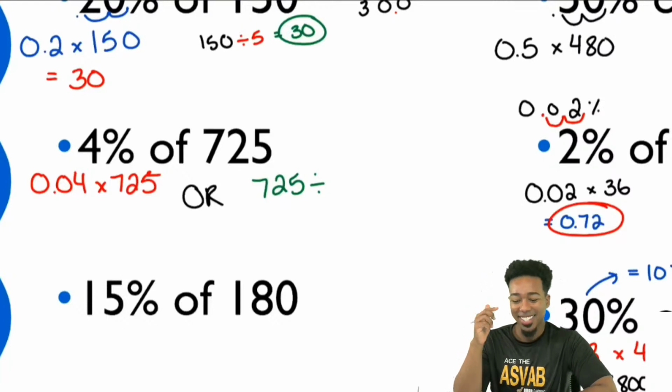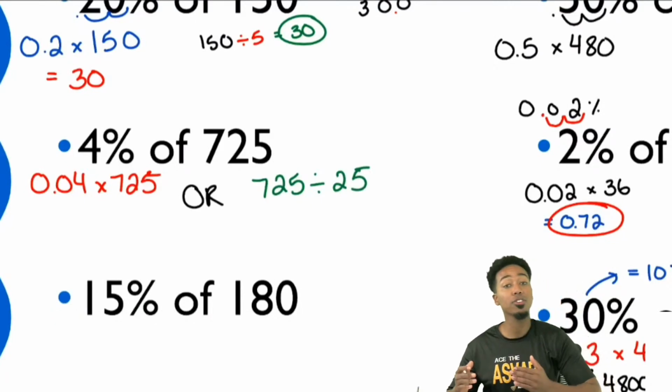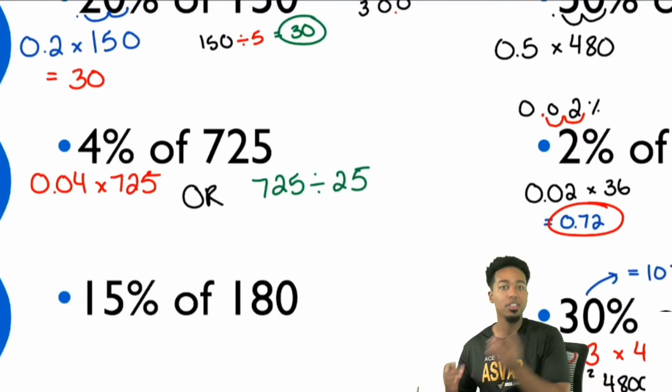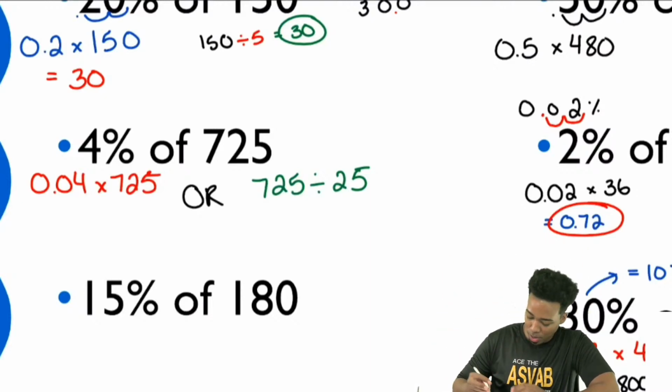Gina. Yeah, Ron, that's right, 25. That is correct. Because 4% is dividing by 25. 100 down to 4, you divide by 25. And so either way will work.